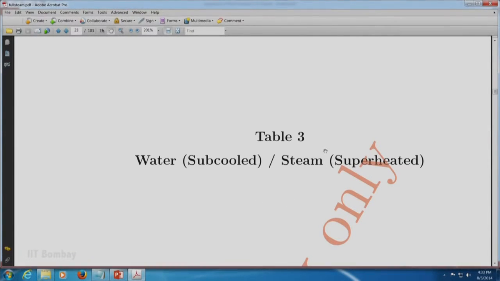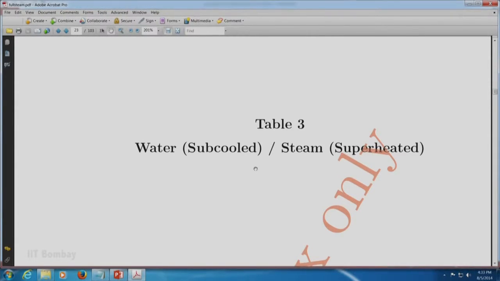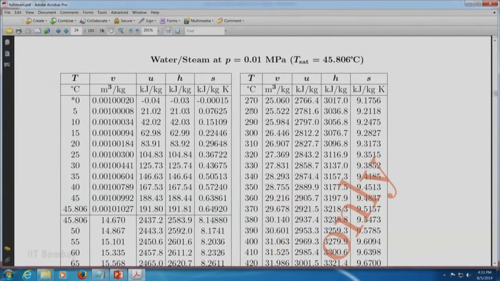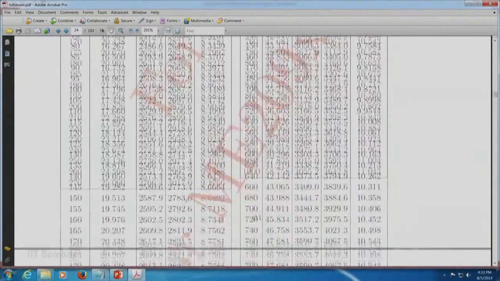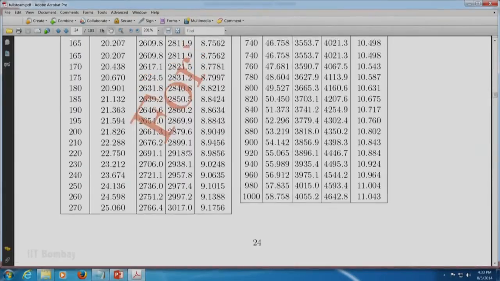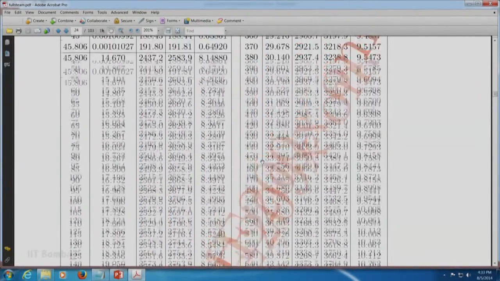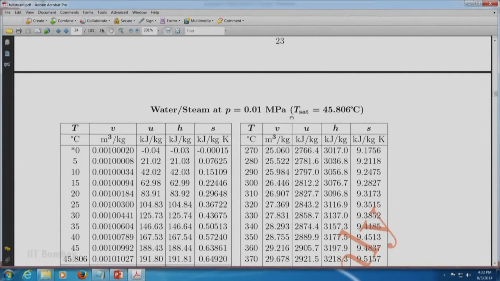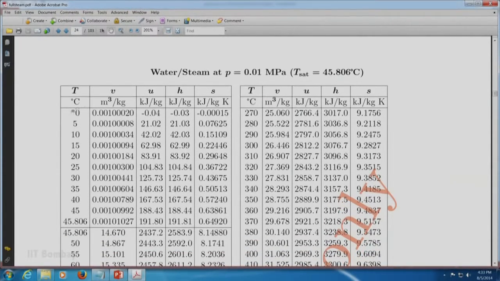This is table 3, water subcooled, steam superheated, that is the title of this table. Let us look at the first pressure, P equal to 0.01 MPa. You can see that it starts from pressure 0.01 and the temperature ranges from 0 degree centigrade in this fashion and goes up to 1000 degree centigrade. All these properties are given for a pressure of 0.01 MPa for various temperatures on one page. So, this is one page of table 3.